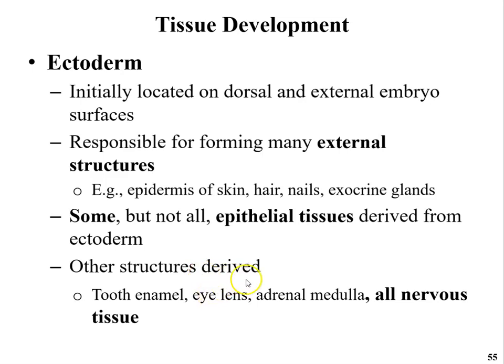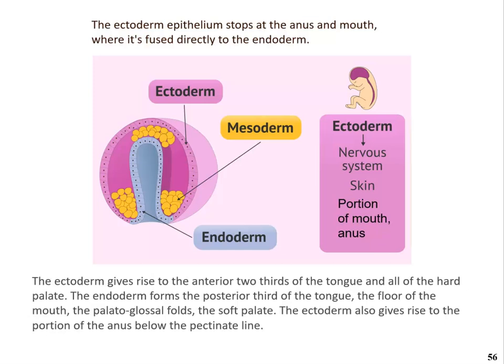enamel, the lens of the eye, your adrenal medulla, which is actually derived from early nervous tissue, and then all nervous tissue comes from the ectoderm, and that's very important to remember. Okay, so when I said some but not all epithelial tissues are formed from the ectoderm, remember that the ectoderm epithelium stops at the anus and mouth. So in there it fuses directly to the endoderm. So it really only covers part of the anus and the mouth.